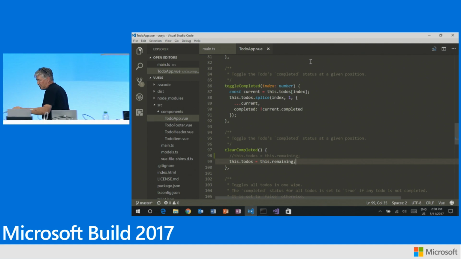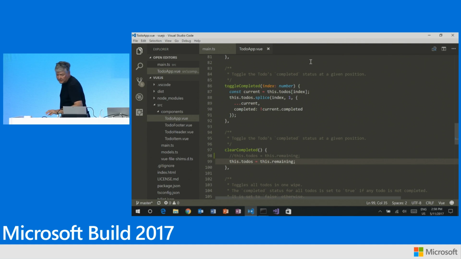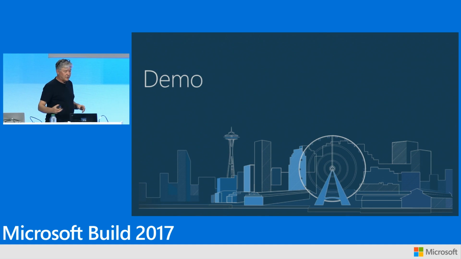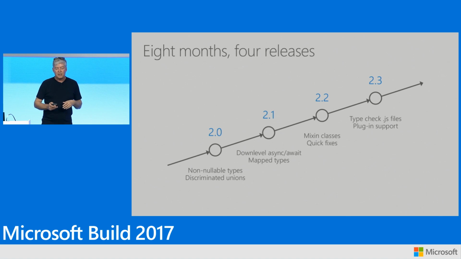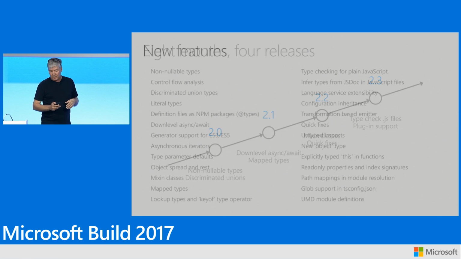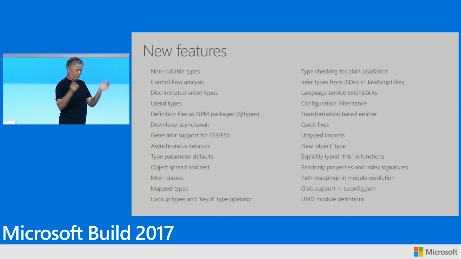Okay, let me go back to the slides quickly, and let's talk a little bit about our release cadence and how we go about developing TypeScript. So in the last 8 months, we have released 4 times: 2.0, 2.1, 2.2, 2.3. I've put up the 2 major features from each release here, but there were a lot of new features. This is some of them, and they didn't even fit on the slide.